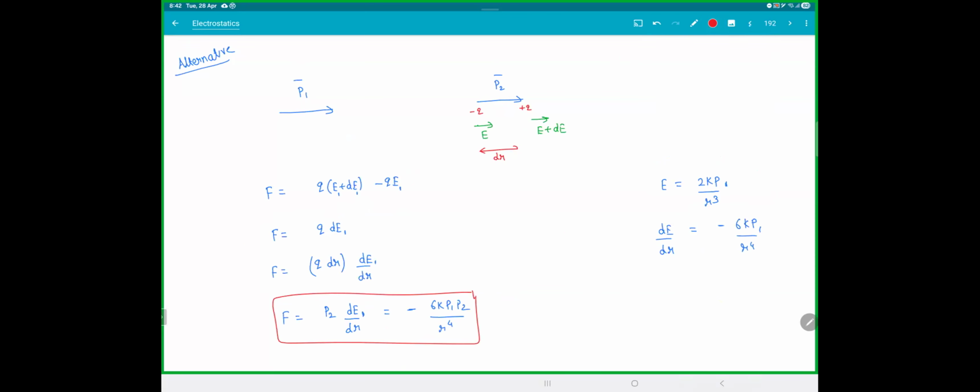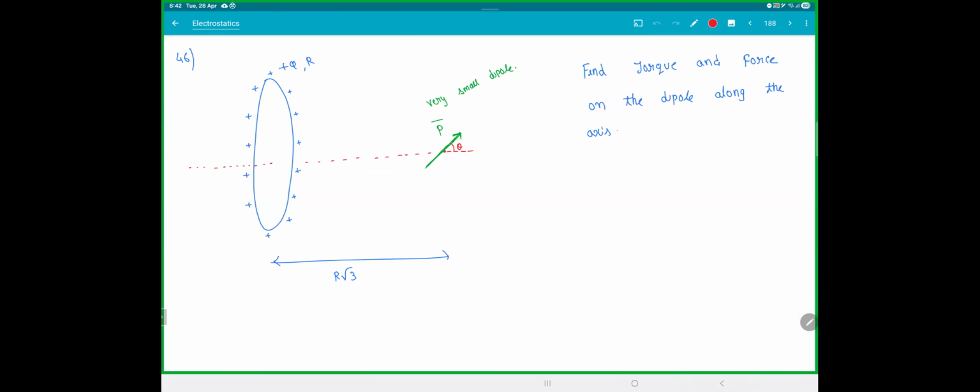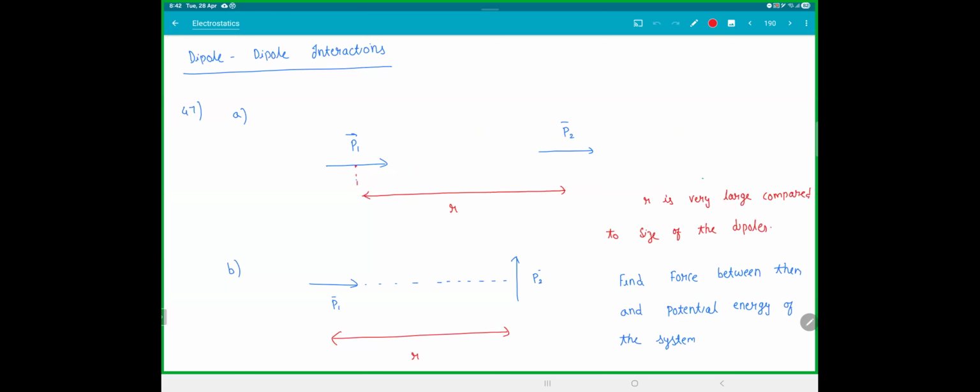The advantage of this thing, you know what? You could have done this Rinka question also with this. You can say the field is E here and E plus dE here, and you could have tried it. But can you do the second part now? I showed you one. Now you get the second one. What if the dipoles are perpendicular to each other?